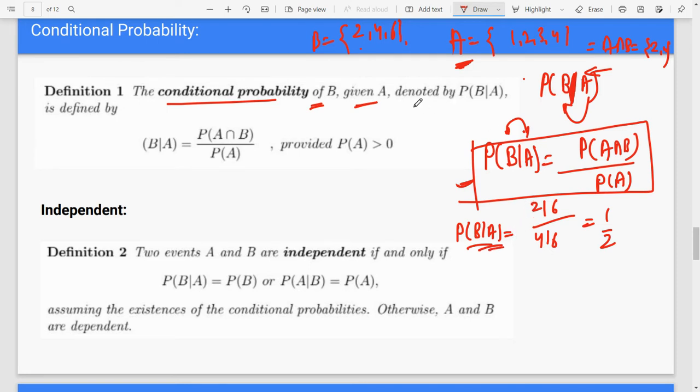Obviously, here we are talking in terms of sets, but these things will come in more complicated forms also, but the overall idea is to do this particular thing. Okay.